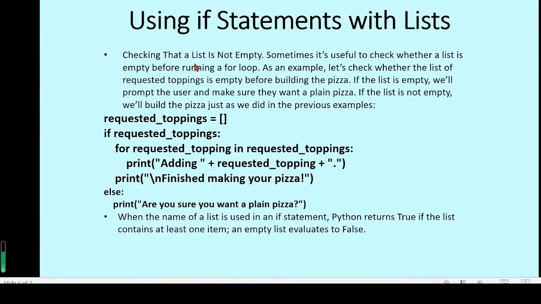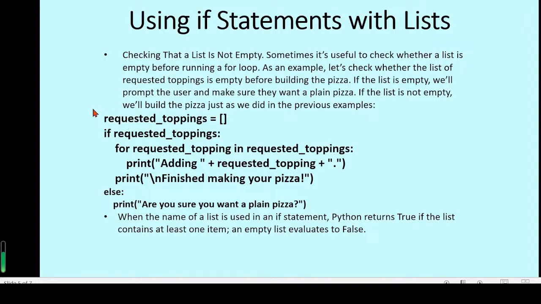And checking that a list is not empty. Sometimes it's useful to check whether a list is empty before running a for loop. So as an example, let's check whether the list of requested toppings is empty before building the pizza. If the list is empty, we will prompt the user and make sure they want a plain pizza. If the list is not empty, we will build the pizza just as we did in the previous examples.